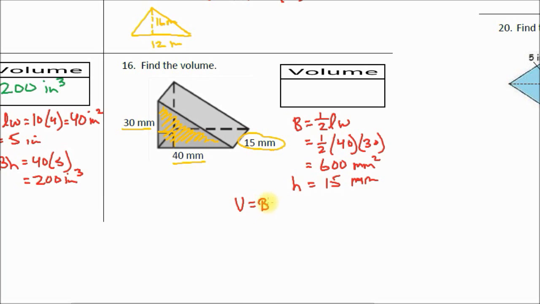The volume is just base area times height, which is 600 times 15, which is 9,000 millimeters cubed. So our answer again is an exact value, 9,000 millimeters cubed. We got a few more minutes.